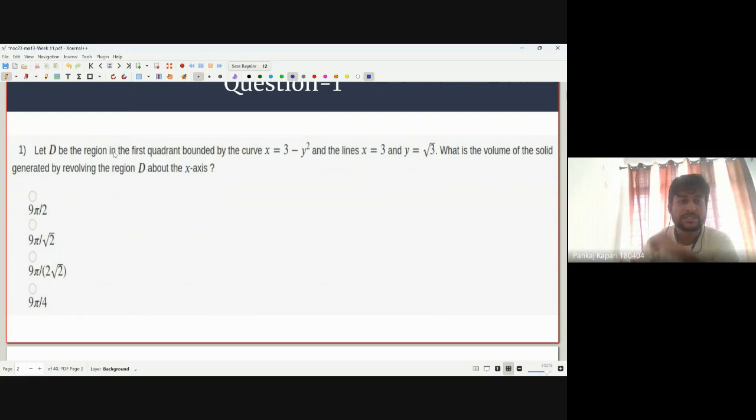Our first problem says that we have a region D in the first quadrant. The region is in the first quadrant, which means it's already bounded by the positive x and y axes. So let's draw this region. This is the positive x axis, and this is the positive y axis, and then there is a region bounded by some lines and a curve. What are those lines? There's a line x equal to 3, and a line y equal to root 3. So this is the point 0 comma root 3, and this point is 3 comma 0, and then we have these lines.